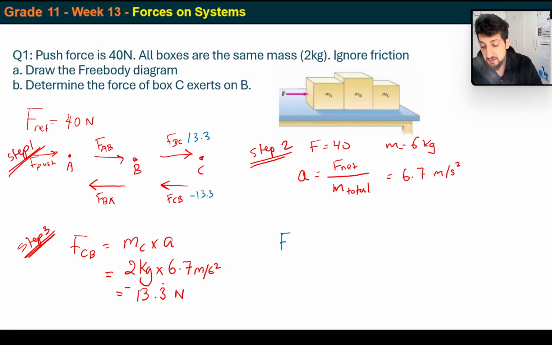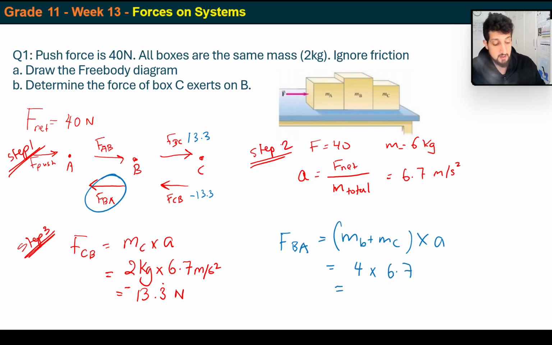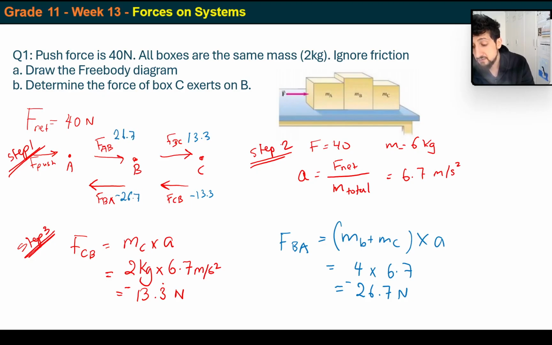So in reality, if I'm calculating this one here, F_BA is going to be m_B plus m_C, all multiplied by a, which is going to be 4 multiplied by 6.7, and that's going to equal 26.7 newtons. And of course, because it's facing the other way, it's going to be a negative. So that's going to be negative 26.7, while that's going to be 26.7.